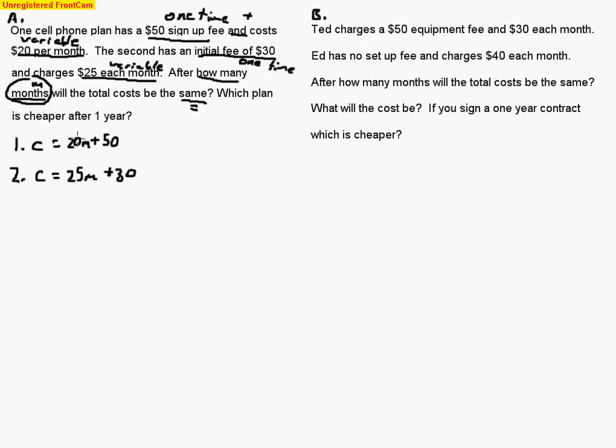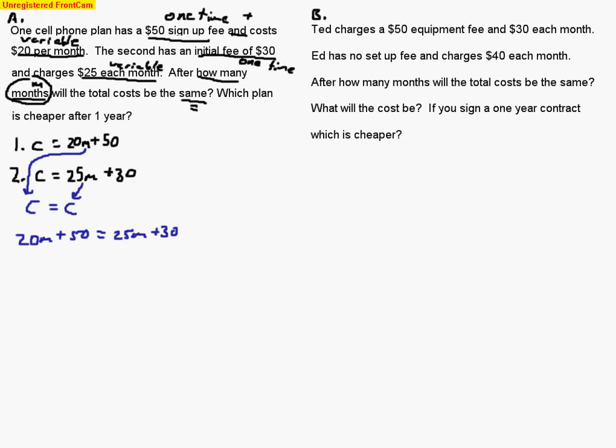So we're going to end up using substitution to solve this. They're asking when will these two companies charge the same? So when will their cost of C equal the cost of C? Well, we're just going to take these expressions that C represents and put them in for C. So we've got 20M plus 50 equals 25M plus 30.